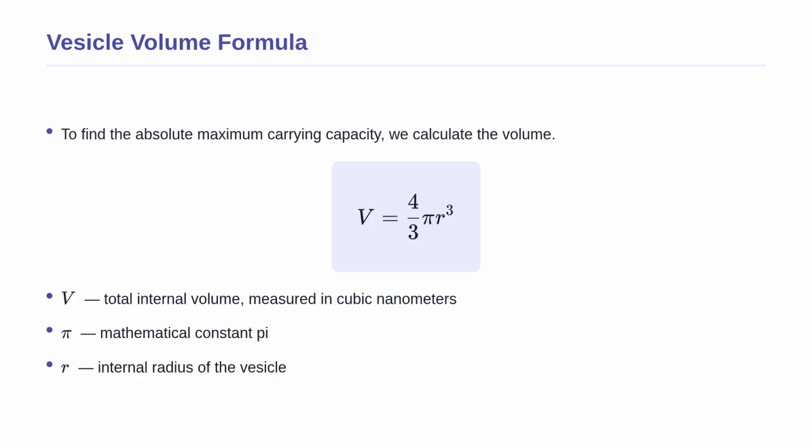To determine that carrying capacity, we use the standard geometric formula for the volume of a sphere. In this equation, V represents the total internal volume, typically measured in cubic nanometers, and R is the internal radius of the vesicle. Because the radius is cubed in this formula, even a tiny increase in the radius of the vesicle will result in a massive increase in the total internal volume. This volume dictates the absolute maximum carrying capacity of our cellular shipping container.